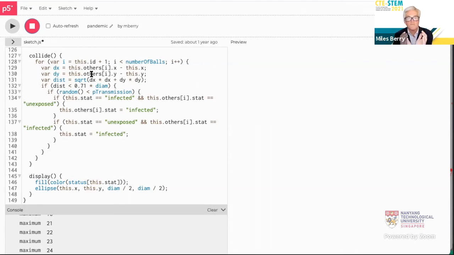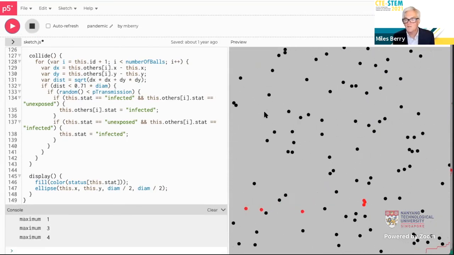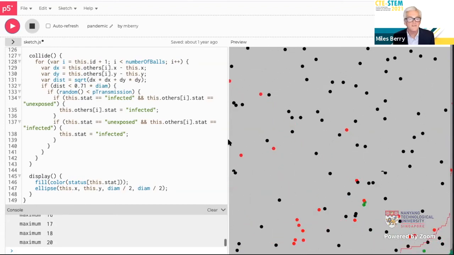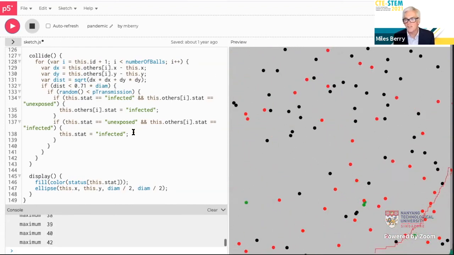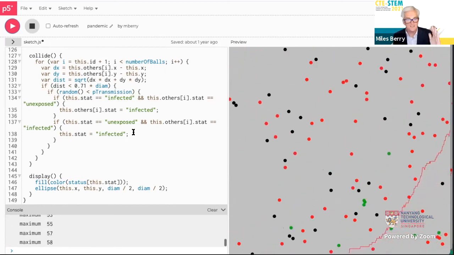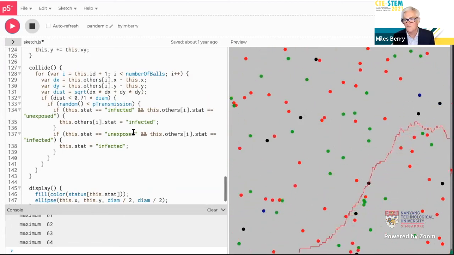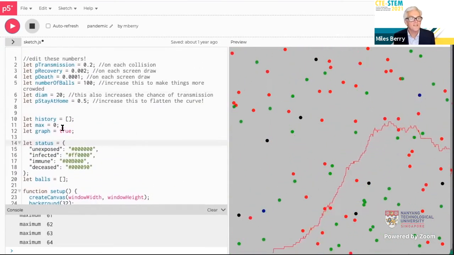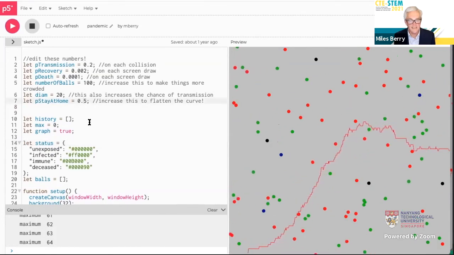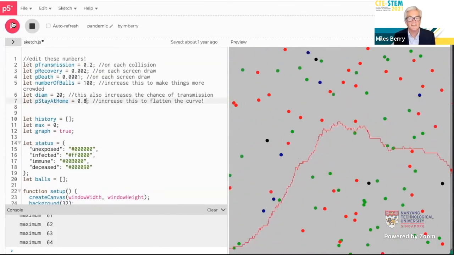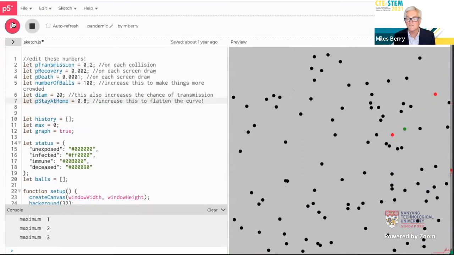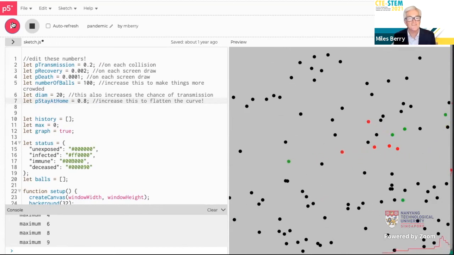So all I'm saying is when they touch one another, there's a probability that they pass on the infection. So we can set that running and see what happens there. So I have at the moment 50% of my population staying at home and really sort of spiking up with the number of people infected at any one time. That's 64 of my 100 balls moving around the screen here. If I, in fact, make 80% of people stay at home, let's run that and see what happens to the curve now. Much, much slower. So our health service can cope with that.